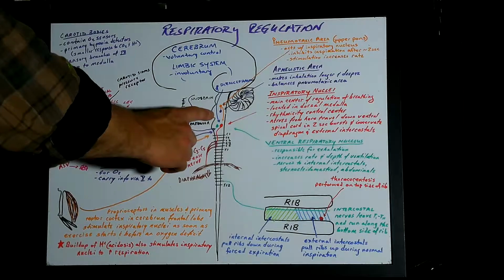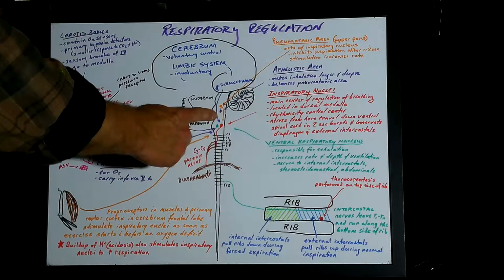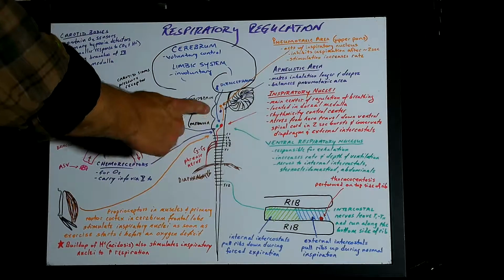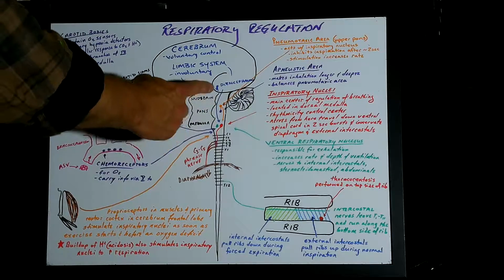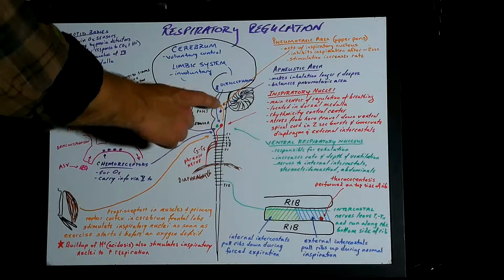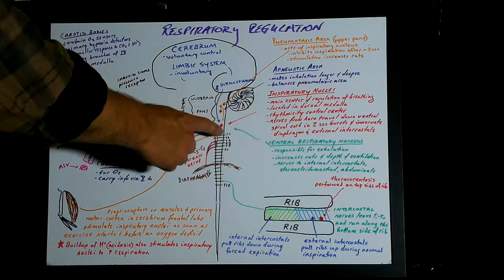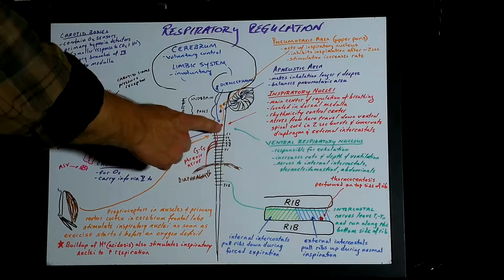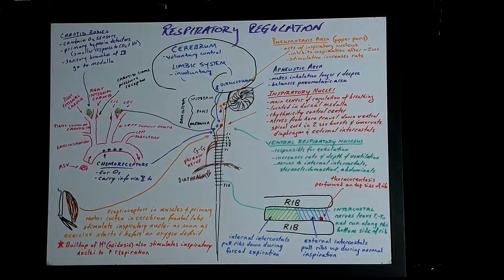The apneustic area is just below this. This makes inhalation longer and deeper, and it more or less balances out the pneumotaxic area. But they in turn send messages down to the inspiratory nuclei. Again, that's the main player. So, what are the things that can influence the inspiratory nuclei?